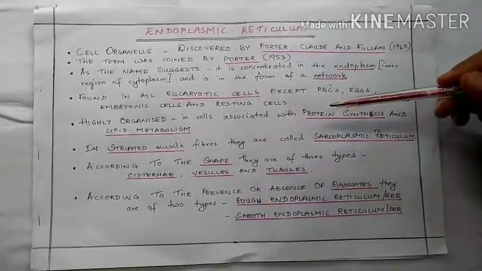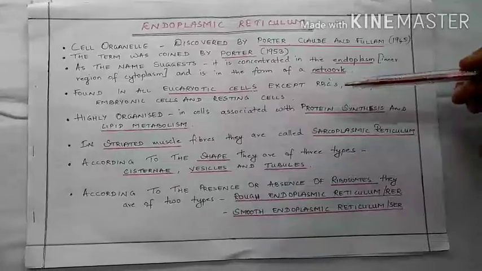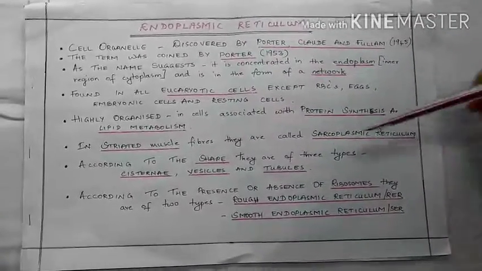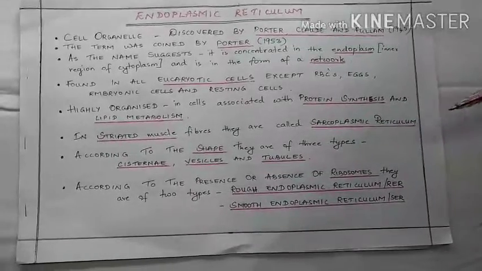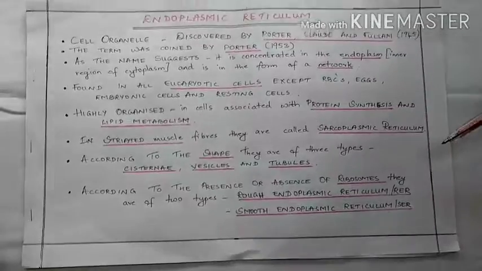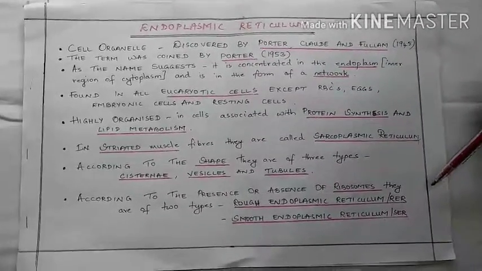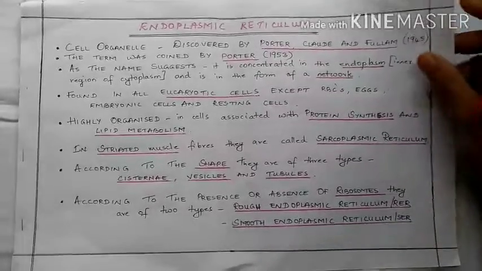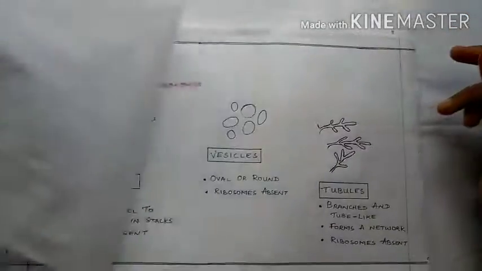According to the shape, they are of three types: cisternae, vesicles, and tubules. According to the presence or absence of ribosomes, they are of two types: rough endoplasmic reticulum, also known as RER, and smooth endoplasmic reticulum, also known as SER.